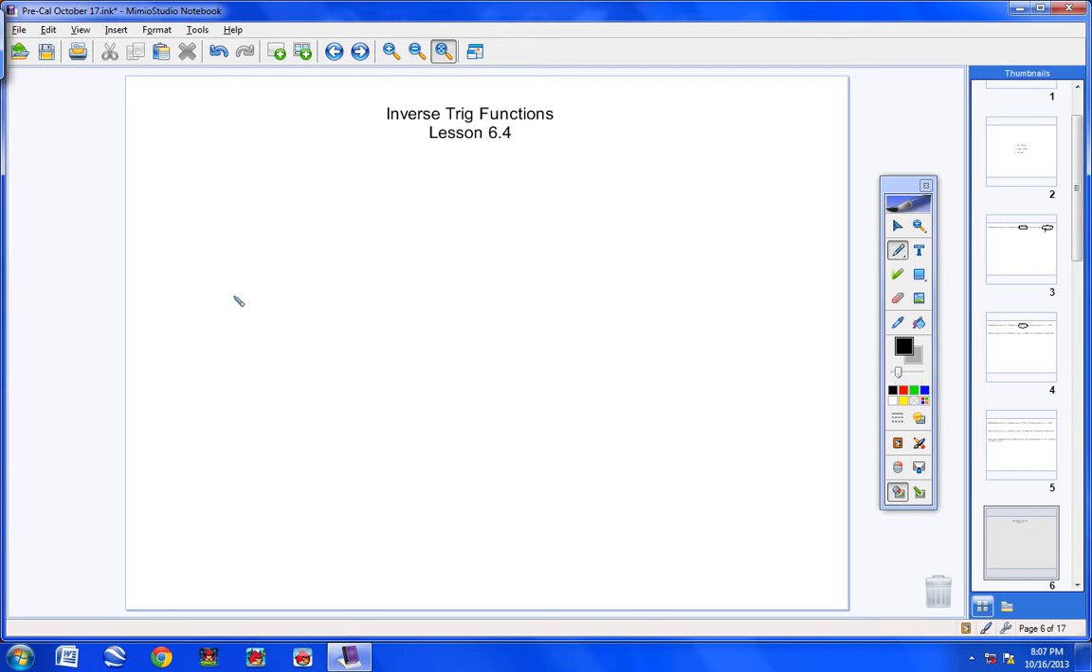Okay, inverse trig functions is your heading. Please write that down. Inverse trig functions, the lesson number is 6.4, and the date today is 10/17/13, okay? Inverse trig functions, lesson 6.4, which is the same heading as yesterday, but we're going to go a little deeper today, all right?